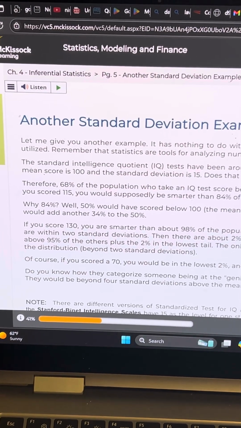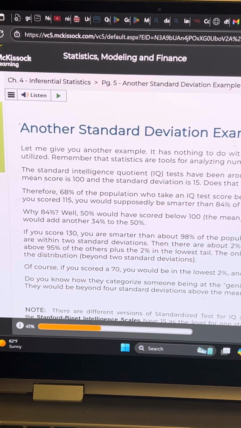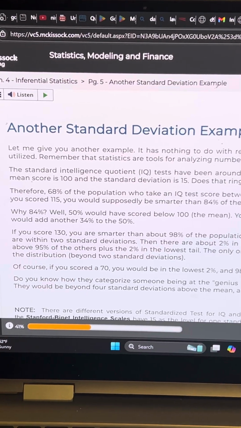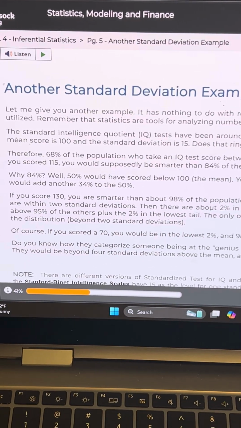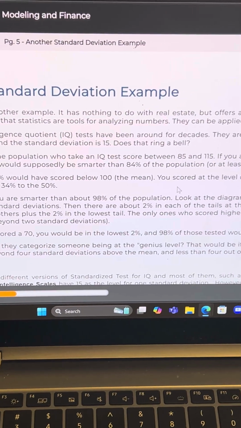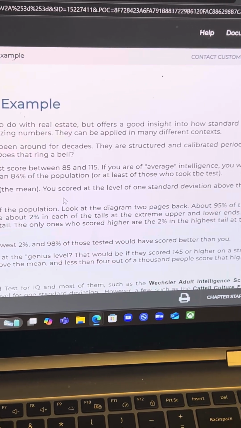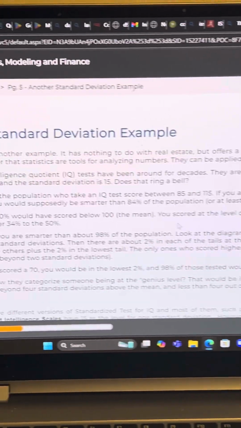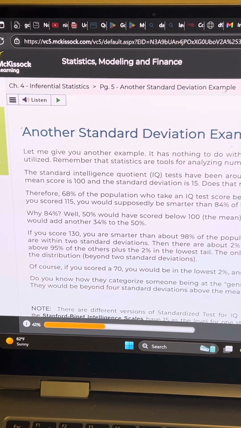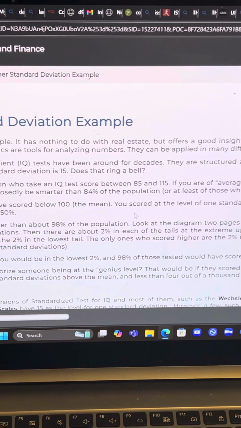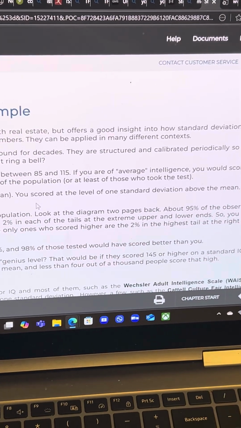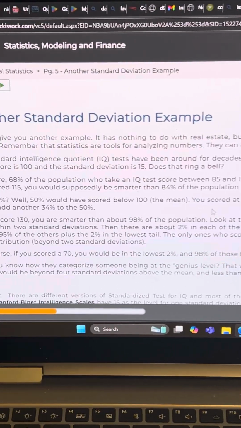Statistics Modeling of Finance, Chapter 4, Inferential Statistics, page 5. Another standard deviation example. Let me give you another example. It has nothing to do with real estate, but offers a good insight into how standard deviations can be utilized. Remember that statistics are tools for analyzing numbers. They can be applied in many different contexts.